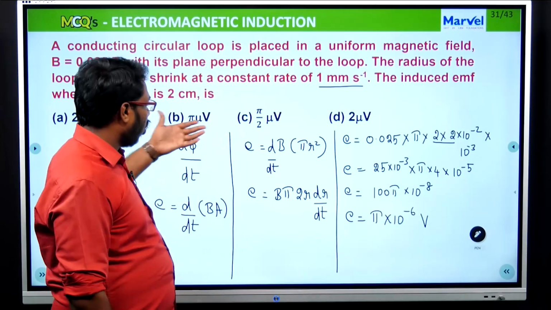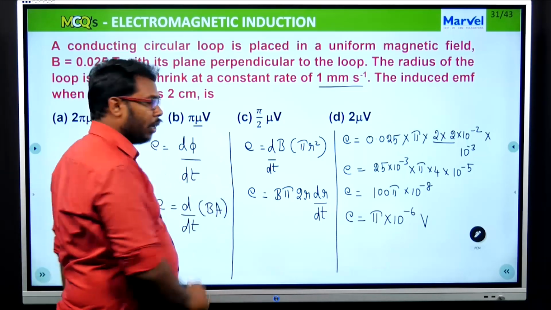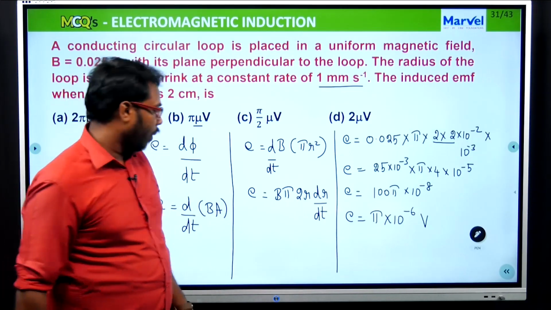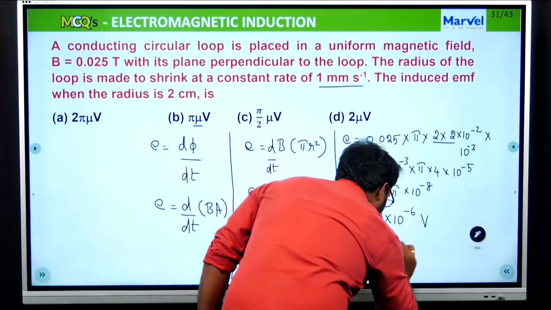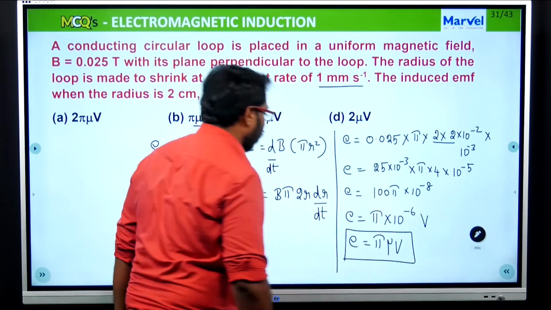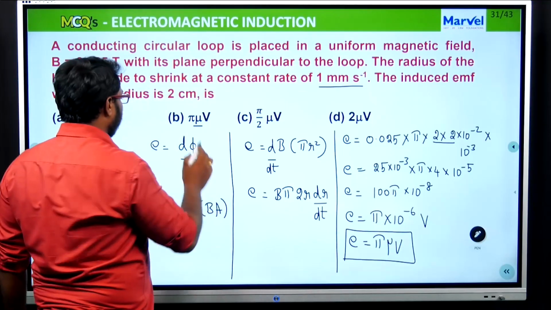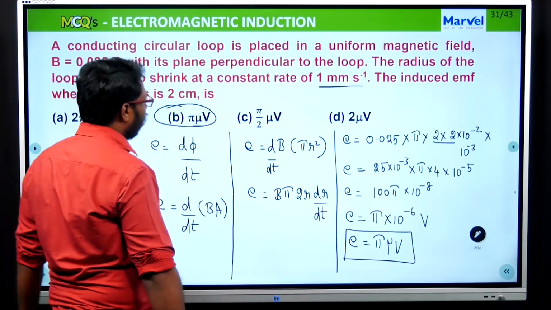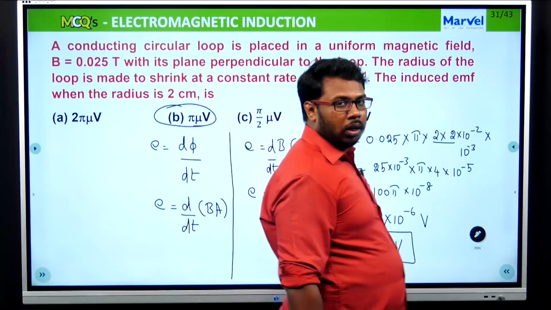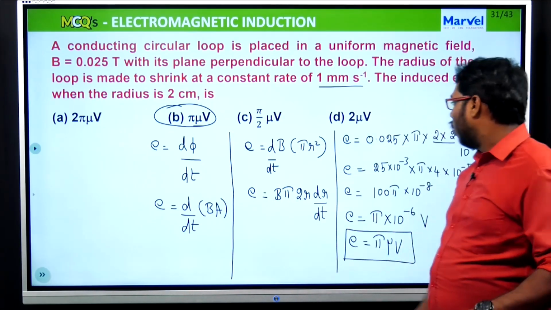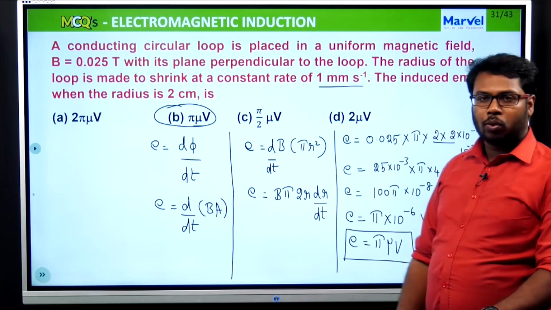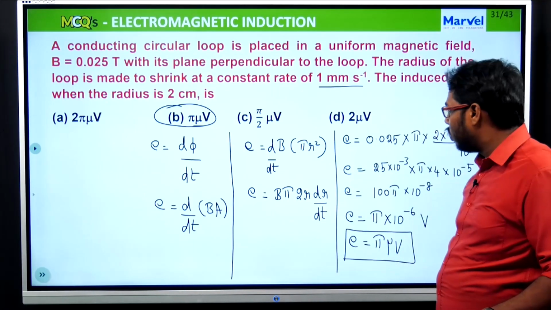But if you see the options, we have mu in it. Mu represents 10 power minus 6. So E is equal to pi mu V. So this is the EMF that is going to get induced in the circular loop that is placed in a uniform magnetic field. You see, the calculation is quite simple and straightforward.